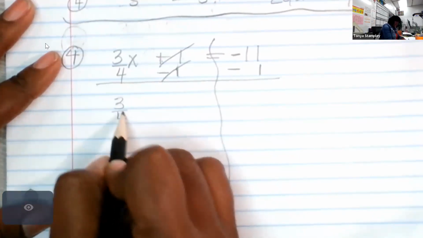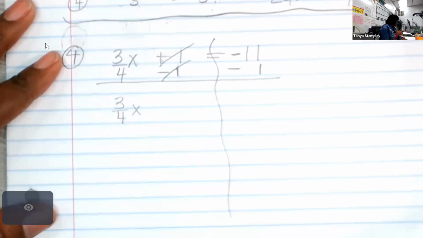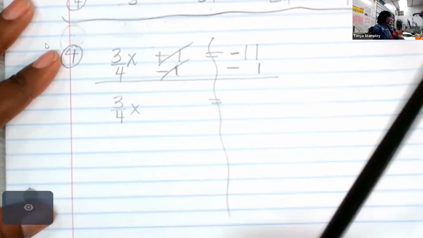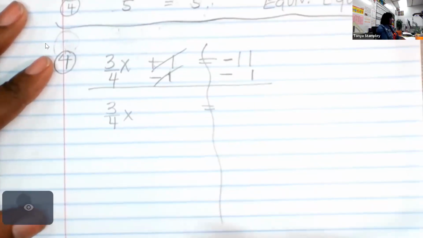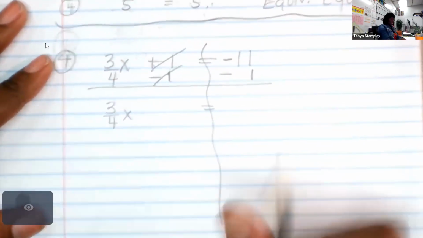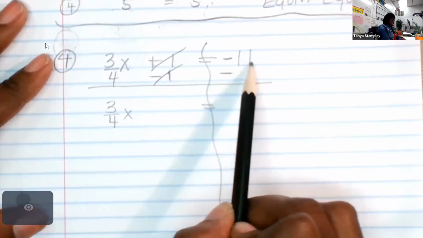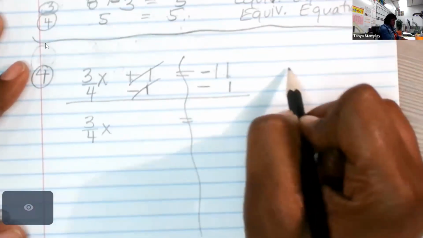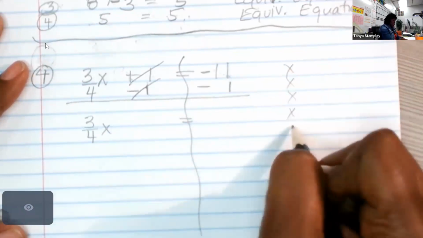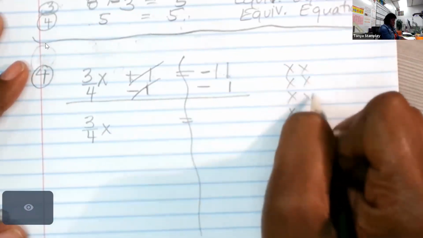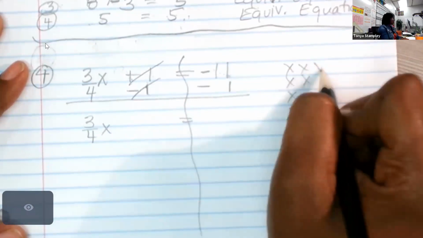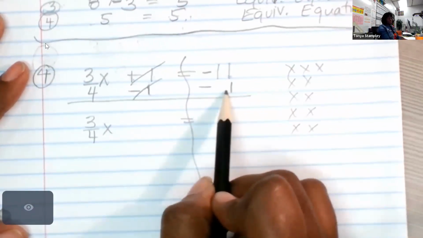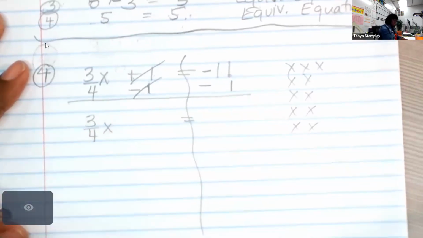3/4 x. Don't be scared to say it because it's a fraction. 3/4 x equals. Ooh, let's talk about that. So what is this? -11. So let's say I use x's for negative. 1, 2, 3, 4, 5, 6, 7, 8, 9, 10, 11. You agree that's -11? Okay. Now what is this? -1. So I'm gonna put a -1.